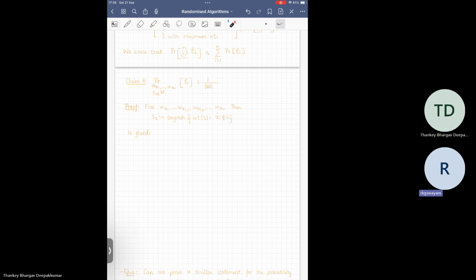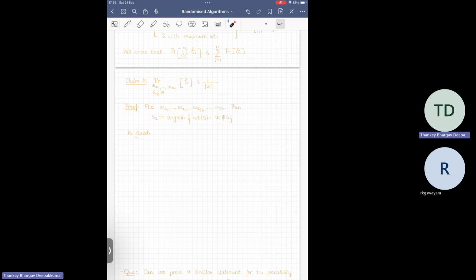I could not understand the meaning of the term fixed. We are assigning weights to all the elements except xi, and the probability of assigning a weight to any element is 1 by the mod of W. Right now I'm not talking about probabilities at all. All I'm saying is, let's assume that we have somehow fixed the weights of every element other than xi, right?